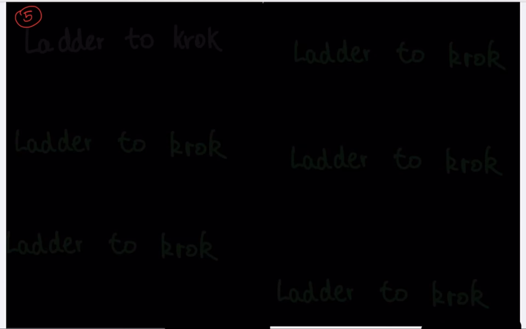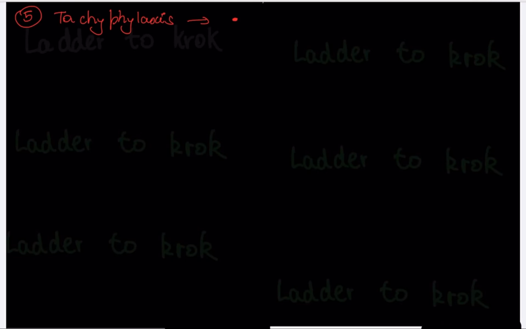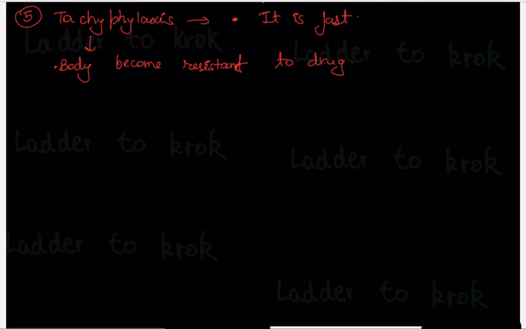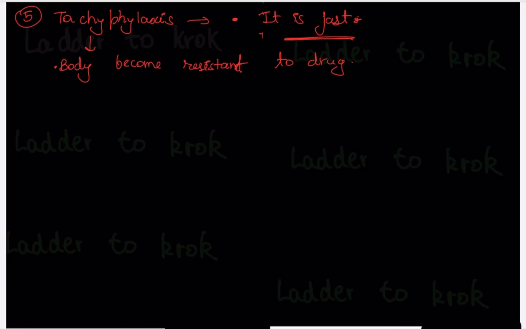Now let's discuss tachyphylaxis. What is tachyphylaxis? First of all, remember, if you take a drug and its effect is going to reduce, it's kind of the same as tolerance. It's a very similar case to tolerance, but tachyphylaxis is fast, like in 1 day, 2 days, or 3 days. What is the reason for tachyphylaxis? In this, usually the body becomes resistant to the drug. Remember, it is very fast. Tolerance takes time, like 1 month, 1 year, but tachyphylaxis is very fast, like in 1 or 2 days. That's a major difference between them.